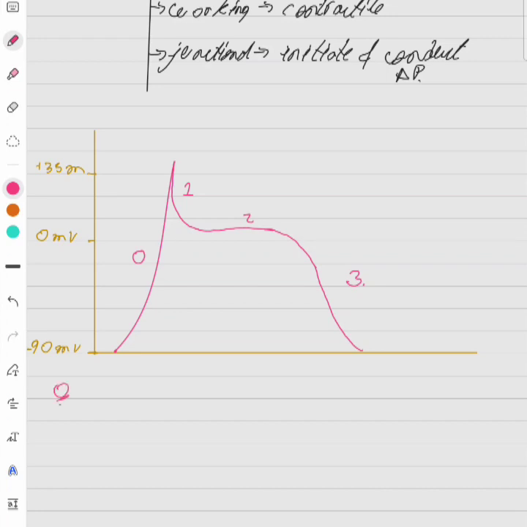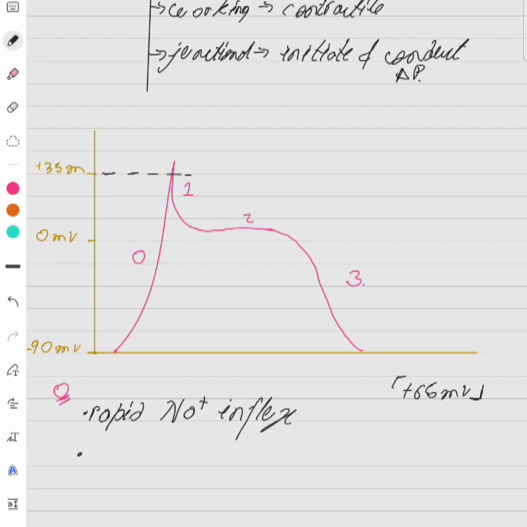In 0 there is a rapid sodium influx. But there is a doubt. As we all know, sodium has a potential difference of around plus 65 millivolt. But as seen here, it only rises to around plus 35. So what are the reasons behind it?